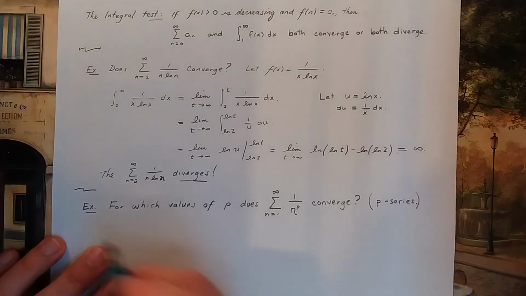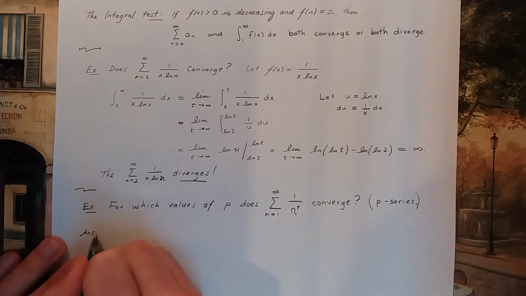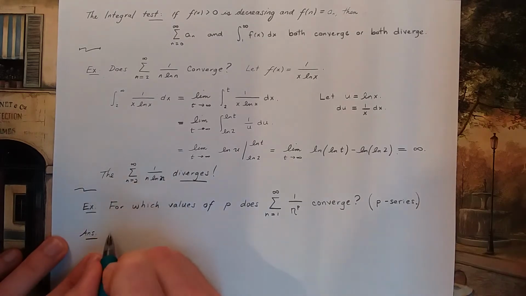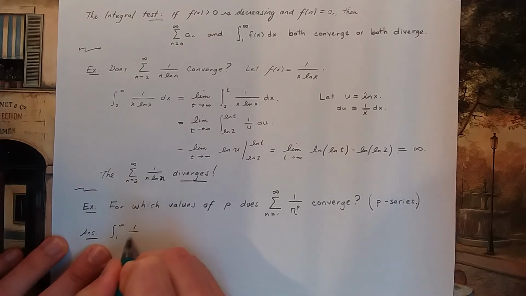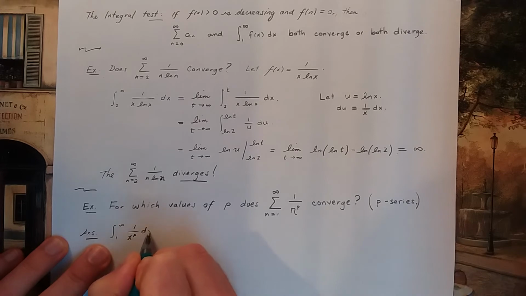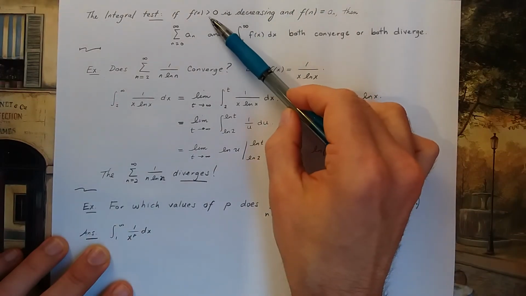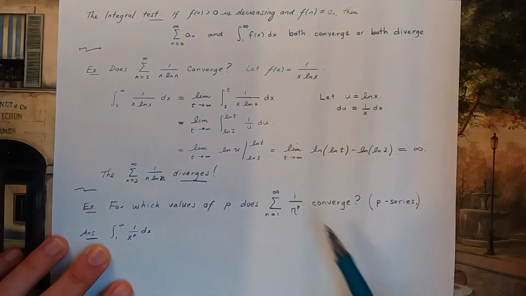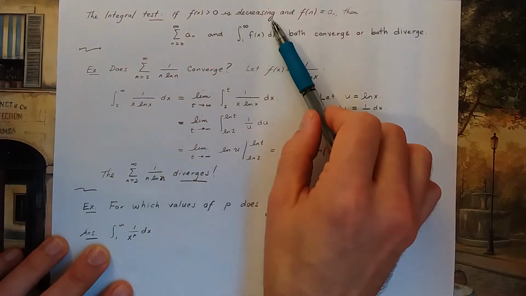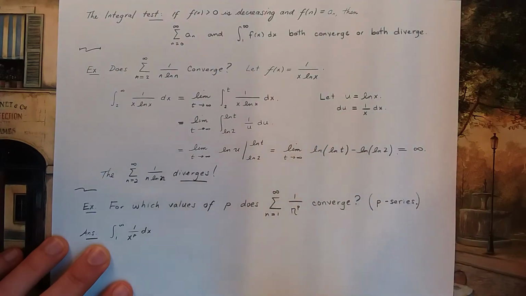Okay, so here's my answer. I'm going to use the integral test. I'm going to look at the integral from 1 to infinity of 1 over x to the p power. So this is my function, 1 over x to the p power. You could check that it's always positive, and if p is non-negative, if p is bigger than or equal to 0, then the function's decreasing and it has the desired property. So this will be my function f of x in the integral test.